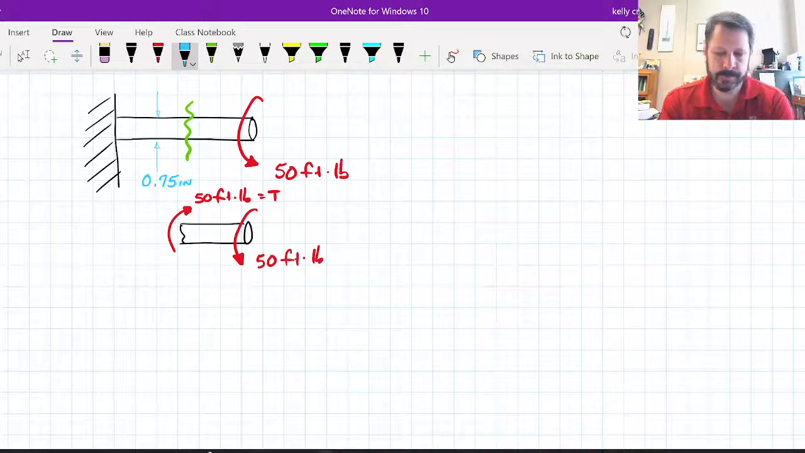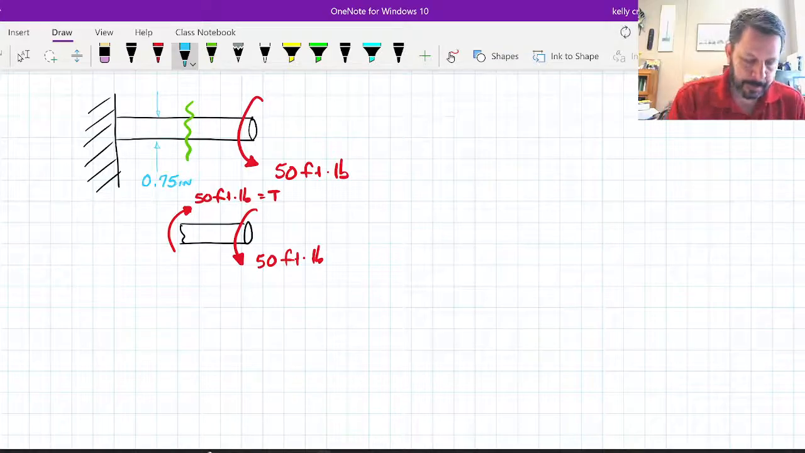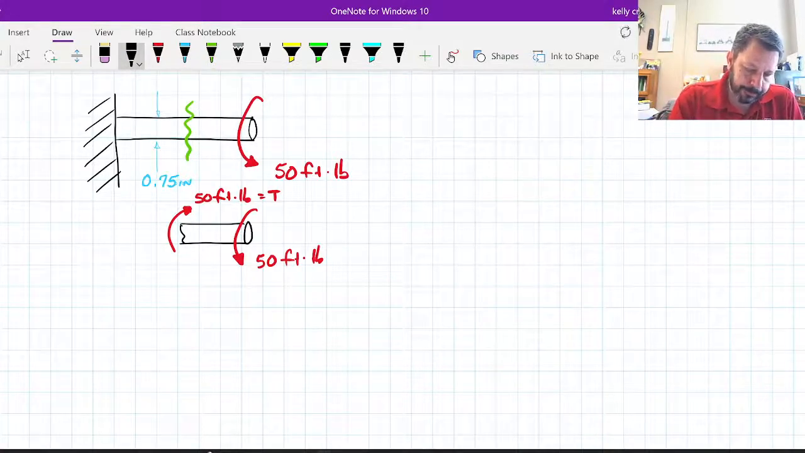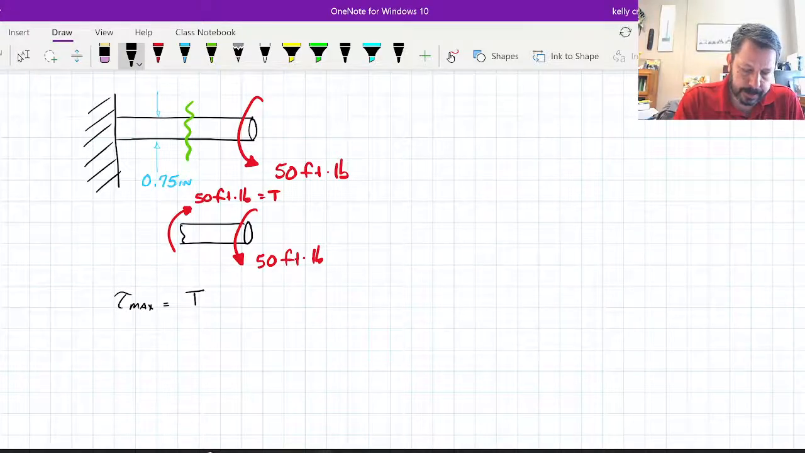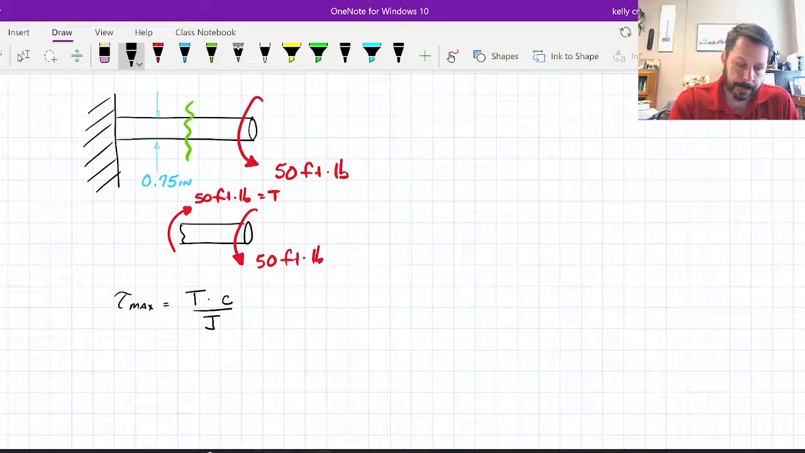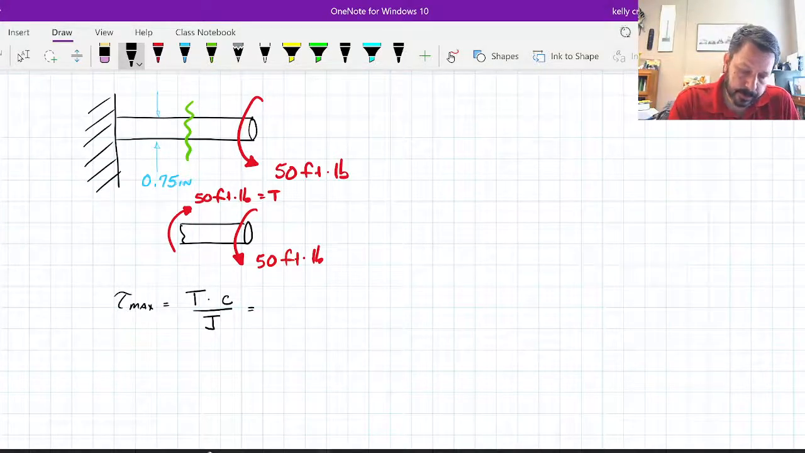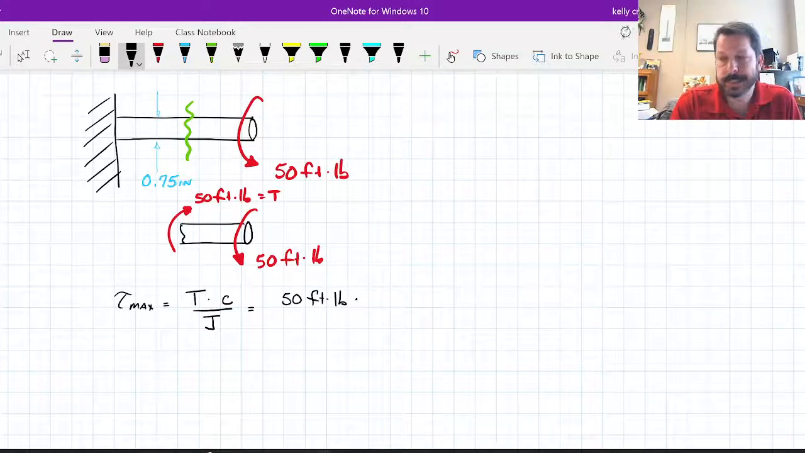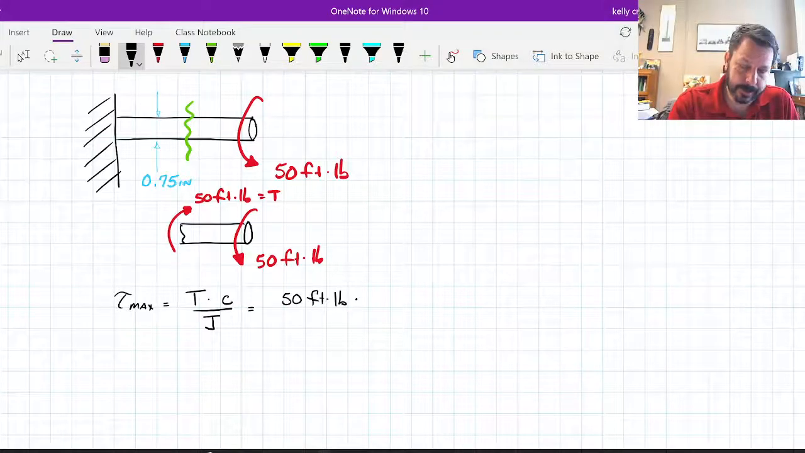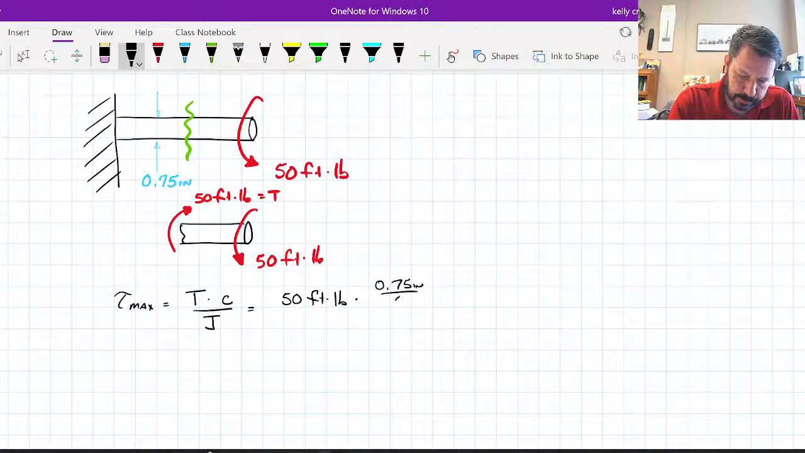There we go, 3/4 of an inch outer diameter. So tau max equals T times C over J. T, the internal torque, is 50 foot-pounds. C, the outer radius, is half of the outer diameter, so 0.75 inches over 2.